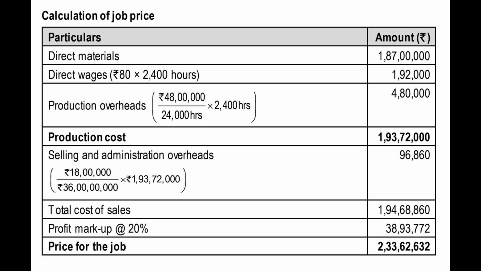Add total cost plus markup. The resulting figure would be called the price for the job. So 1 crore 94 lakh 68,860 plus profit 38,93,772 is nothing but the price for the job, rupees 2 crore 33 lakh 62,632. So the answer for this question, the price for the job, is rupees 2 crore 33 lakh 62,632. Today we have learned what job cost is and how the job price is ascertained.